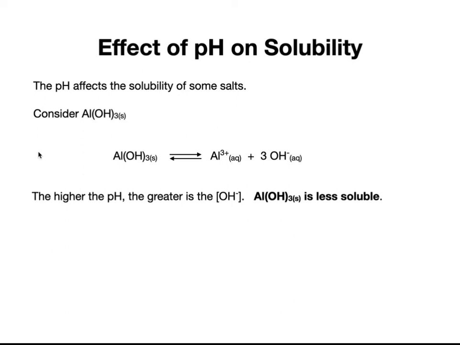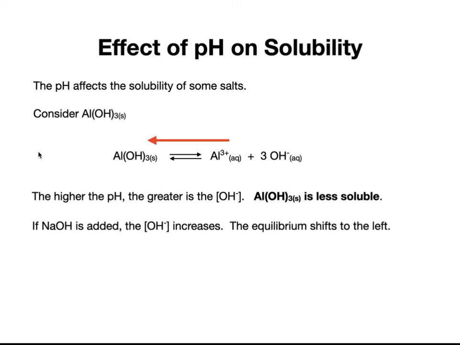Okay. How do you increase the pH? You add a base, don't you? So if sodium hydroxide, for example, is added, the hydroxide ion concentration increases. The equilibrium will shift to the left. If we increase the pH, we can do that by adding hydroxide. If we increase the concentration of hydroxide, that shifts the equilibrium to the left. And less of this will dissolve. It's less soluble at higher pHs.